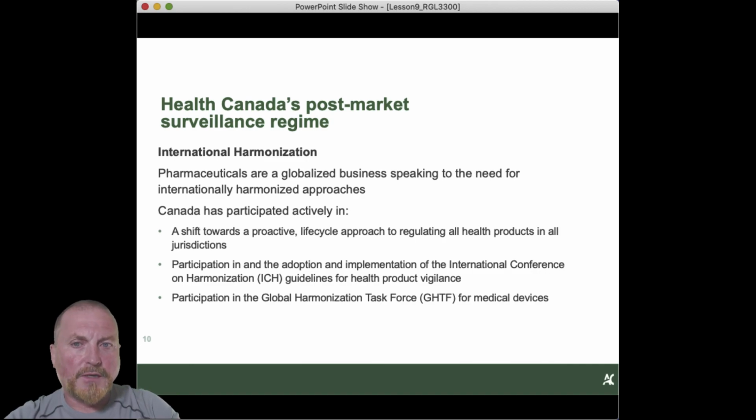Participation in the adoption and implementation of International Conference on Harmonization guidelines for health product vigilance. That's the OECD type of work and other international work where companies are furthering their mutual recognition, their international cooperation and standardization. Participation in the Global Harmonization Task Force for Medical Devices is also there.